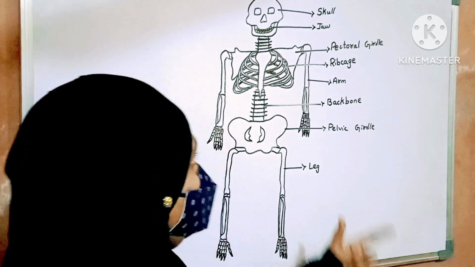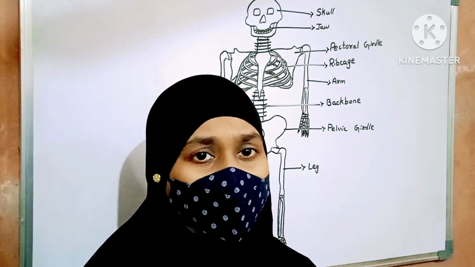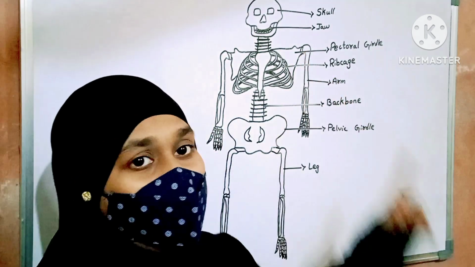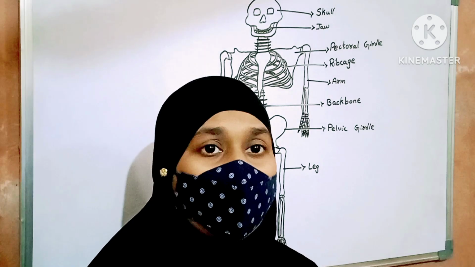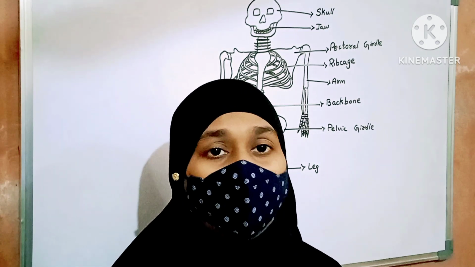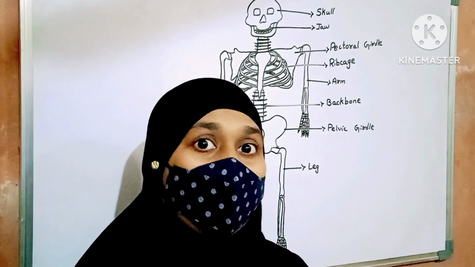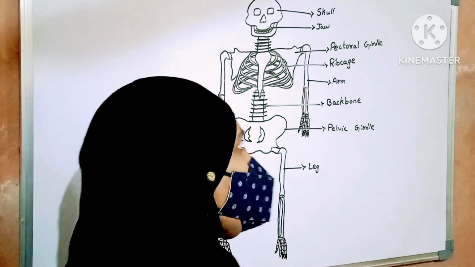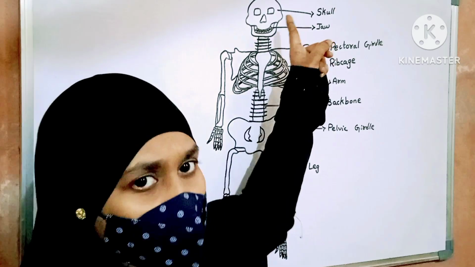Let us start. This skull is a bone structure that is present in the head. This skull contains 22 bones. What are the uses of these bones? 8 bones protect the brain and the remaining 14 bones cover the face.